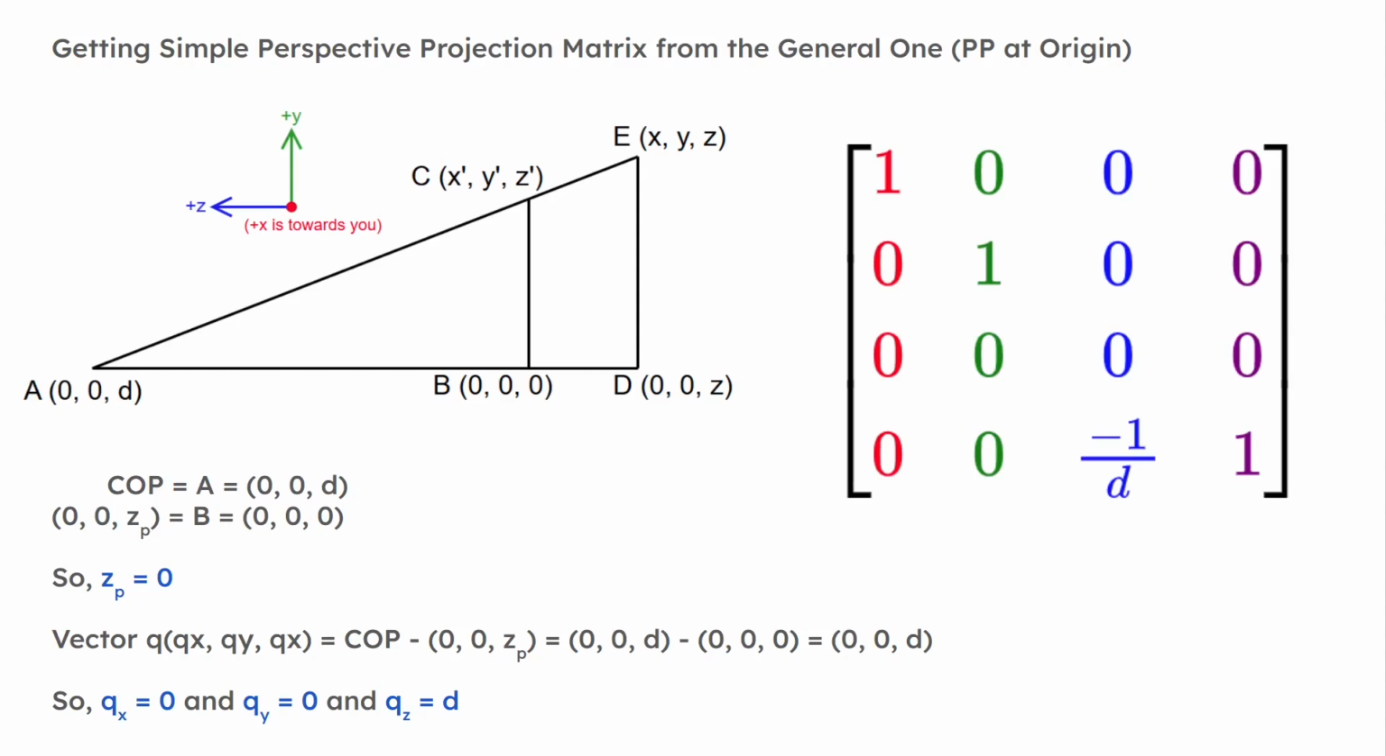So you can see with our general purpose projection matrix, we can serve everything. The COP does not necessarily need to be on the z-axis, it can be anywhere. And with this in mind, we can perform every kind of perspective projection.